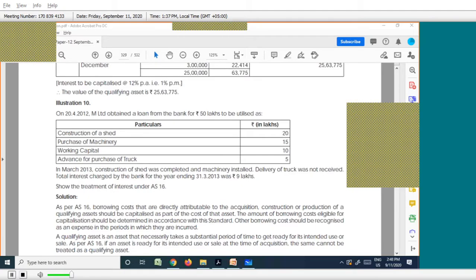In March 2013, construction of the shed was completed and machinery was installed. Delivery of the truck was not received. Total interest charged by the bank is 9 lakhs. Show the treatment of interest under AS 16. This is the question.